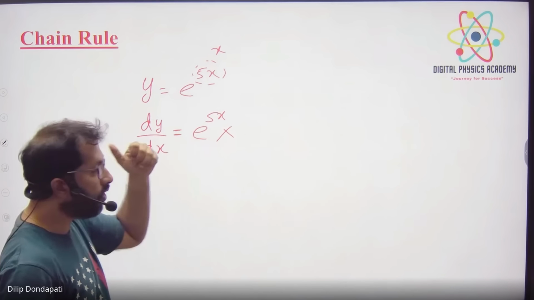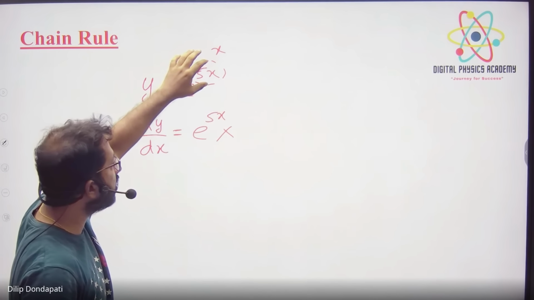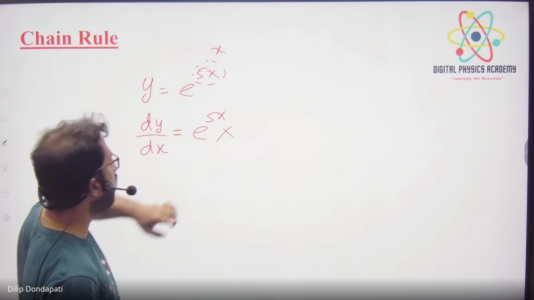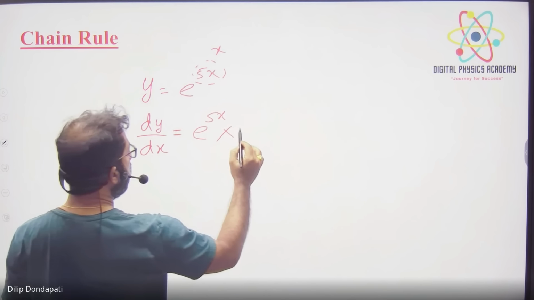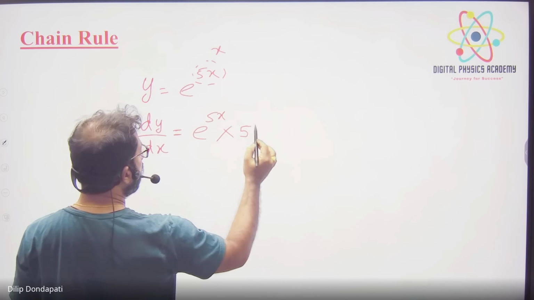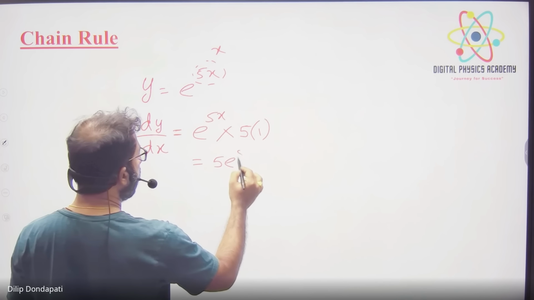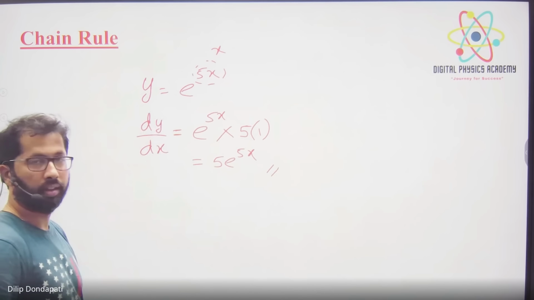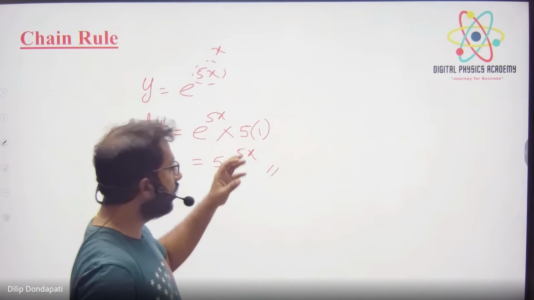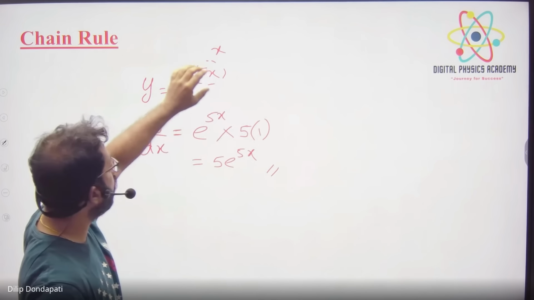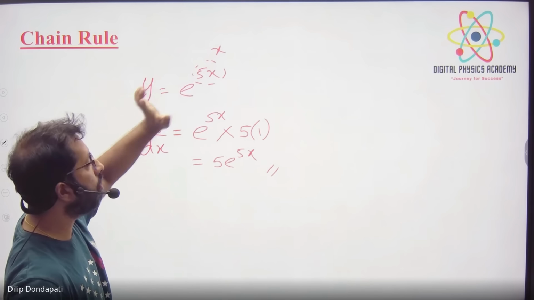Since this is not in standard format, only then do you have to differentiate that value again. So differentiation of 5x will be how much? 5 will come outside. Differentiation of x is 1. So the answer is 5 into e power 5x. This is the answer. So this is called the chain rule. You keep differentiating until it is in standard format, only then we will solve.